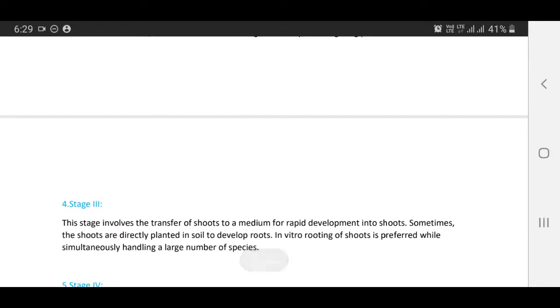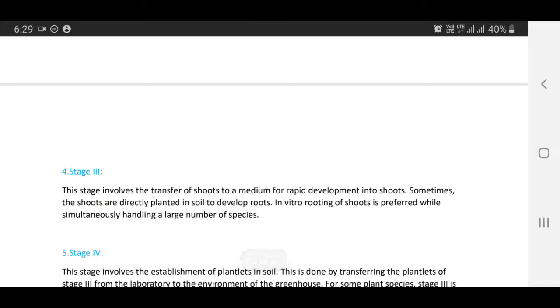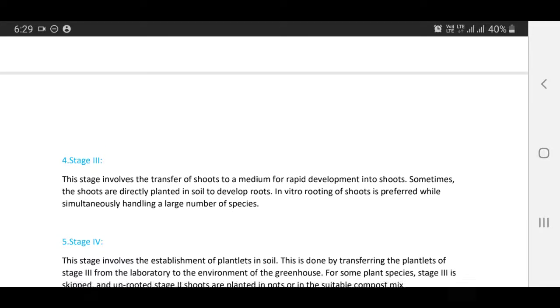Stage 3. This stage involves the transfer of shoots to a medium for rapid development into shoots. Sometimes the shoots are directly planted in soil to develop roots. In vitro rooting of shoots is preferred while simultaneously handling a large number of species.